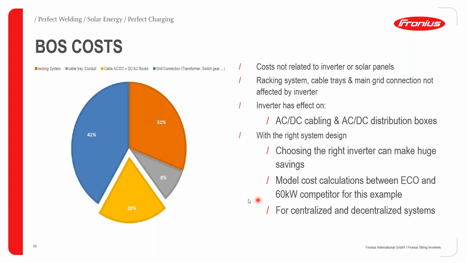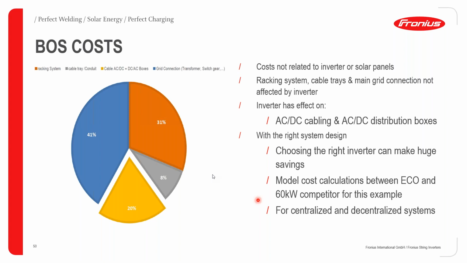These costs are not related to the solar panels that you choose. So these have nothing to do with the cost of the inverter or the solar panels. The racking system, cable trays, and main grid connection are not affected at all by the inverter. But the inverter, if you choose the right one for your project, can have a significant impact, especially on the AC and DC cabling, as well as the AC and DC combiner boxes or distribution boxes. So with the right system design, choosing the right inverter can make huge savings in the long term.